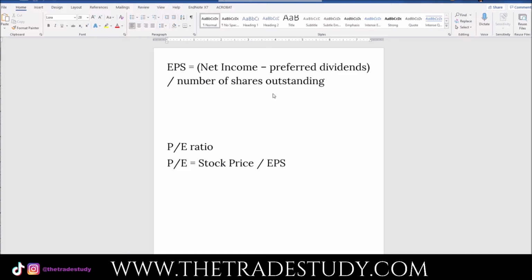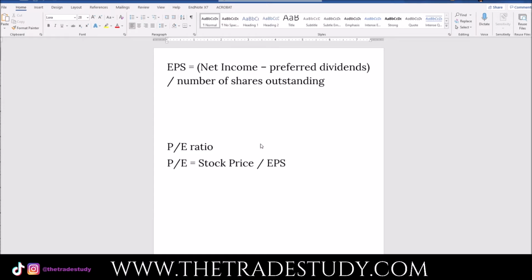How is that EPS number used to determine the importance of these companies? Well, it can be plugged into a commonly used financial ratio known as the PE ratio that I have here. The PE ratio, or price to earnings ratio, works like this: we take the price of the stock divided by the EPS.